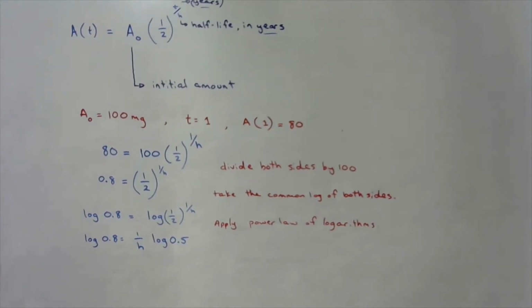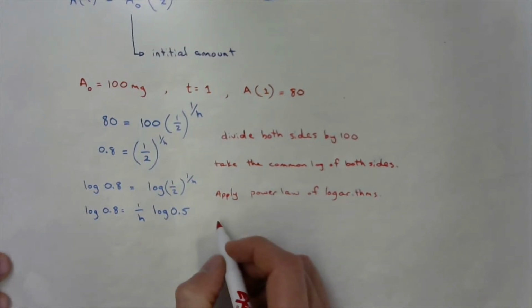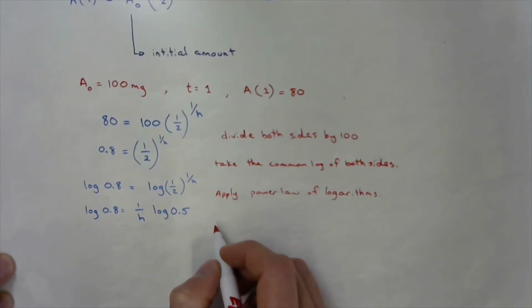Well, my goal is still to solve for h. Right now I have h in the denominator. So what am I going to do next? You can just get the log of both now. You can, but then you'd be inserting a rounded number into the equation, and then you'd be using that rounded number in further calculations, which would give you a greater room for error. 1 over h equals log 0.8 over log 0.5.